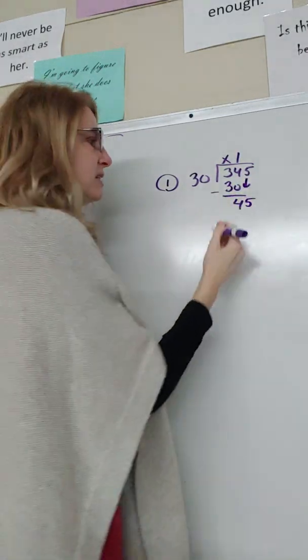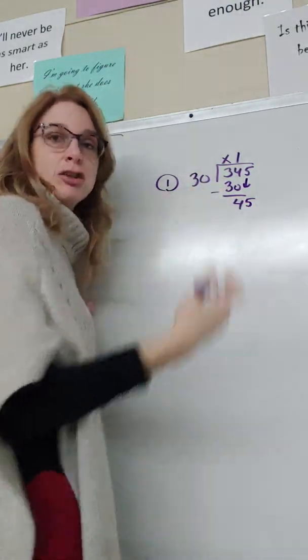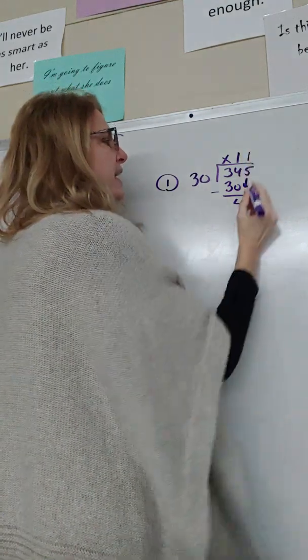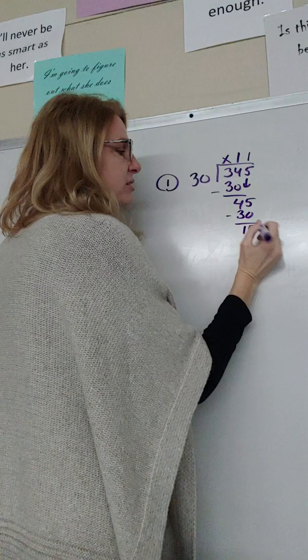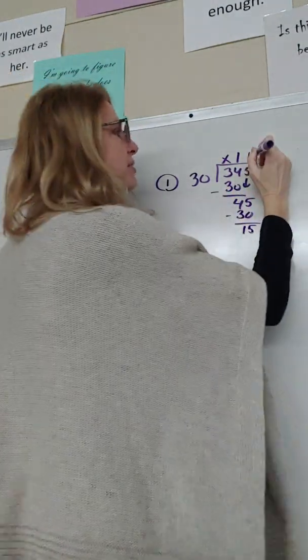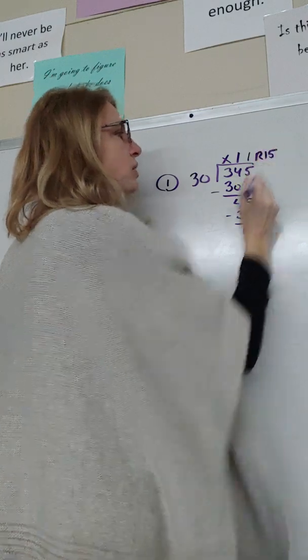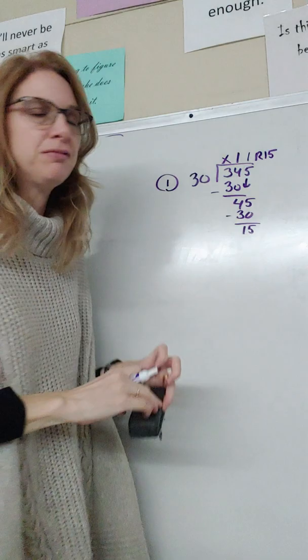And now I repeat. How many times does 3 go into 4? Only one time. That means 30 goes into 45 one time. Multiply. 30 times 1 is 30. Subtract. I get 15. I check. Is 15 smaller than 30? Yes, it is. This isn't a word problem, so I don't have to interpret that answer. That's my answer. 11, remainder 15.